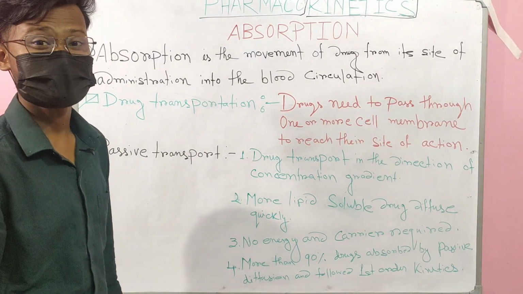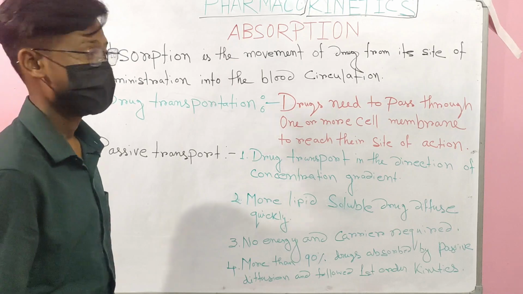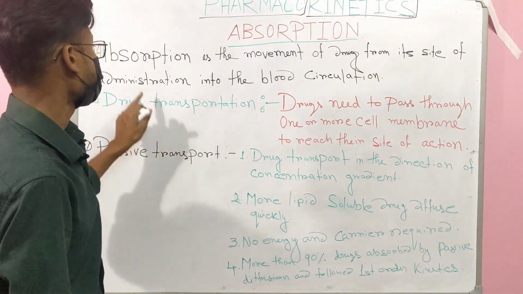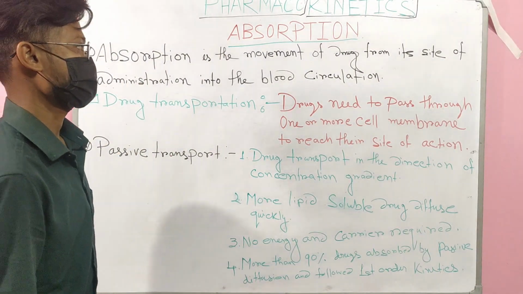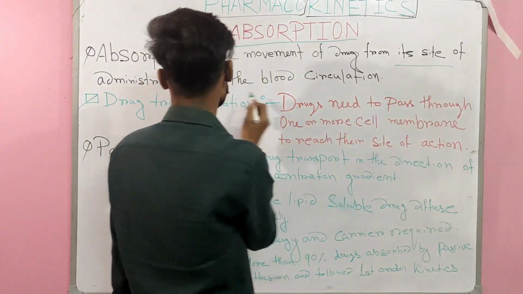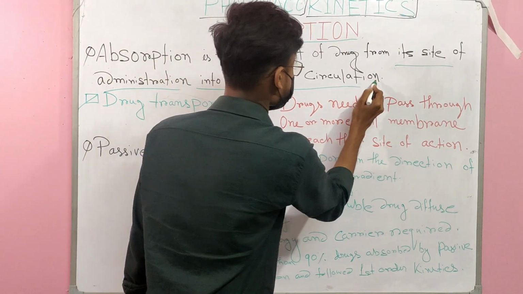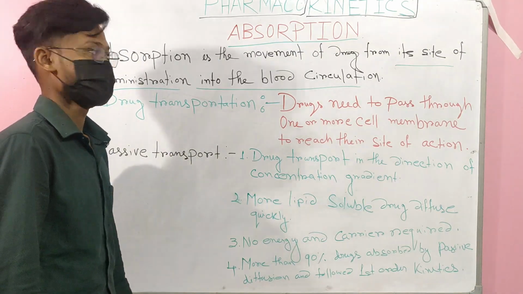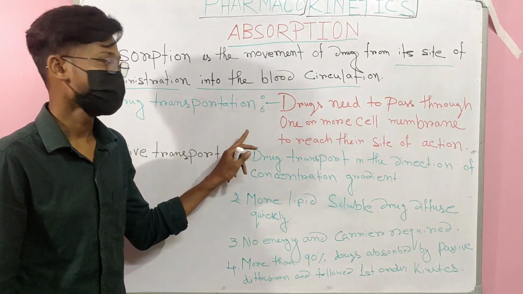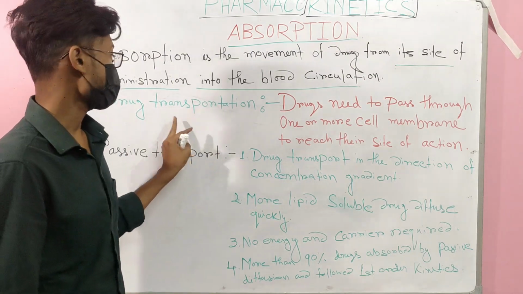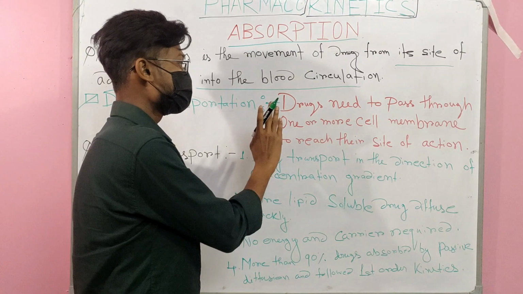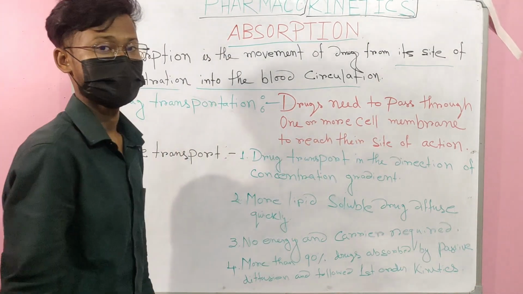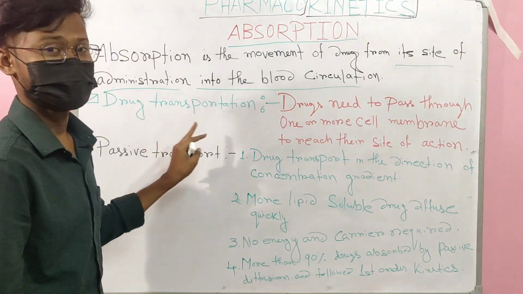Now, the first parameter of pharmacokinetics is absorption. Absorption is the movement of drug from its site of administration into the blood circulation. Absorption occurs through drug transportation. So what is drug transportation? Drug transportation means the drug needs to pass through one or more cell membranes to reach its site of action.